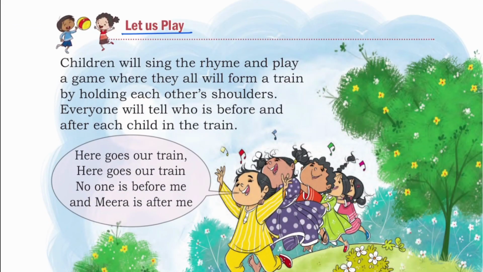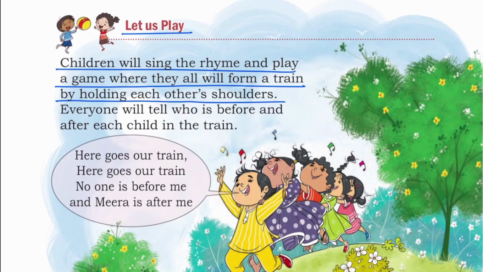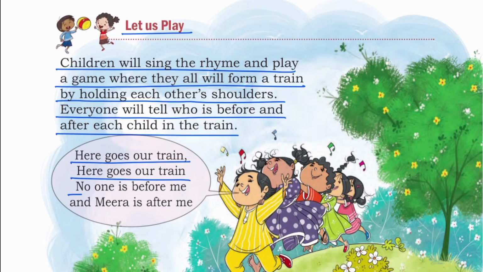Let us play. Children will sing the rhyme and play a game where they all will form a train by holding each other's shoulders. Everyone will tell who is before and after each child in the train. Like this. Here goes our train, here goes our train. No one is before me and Mira is after me. That means this girl's name is Mira.